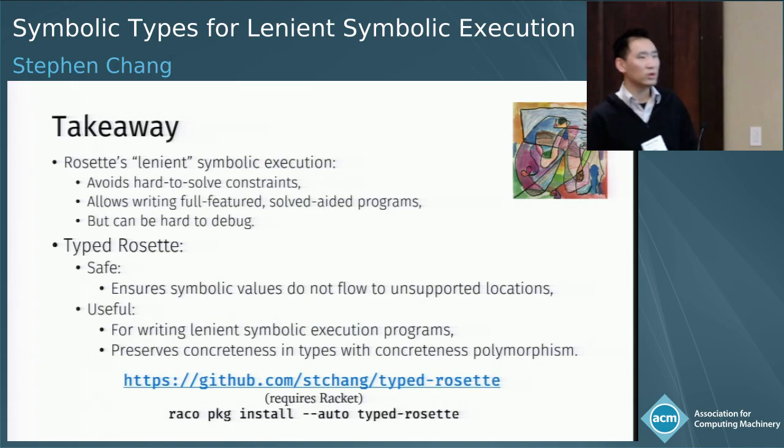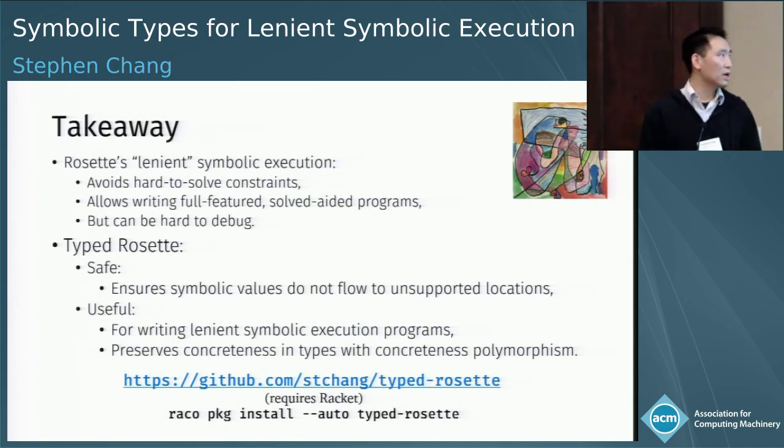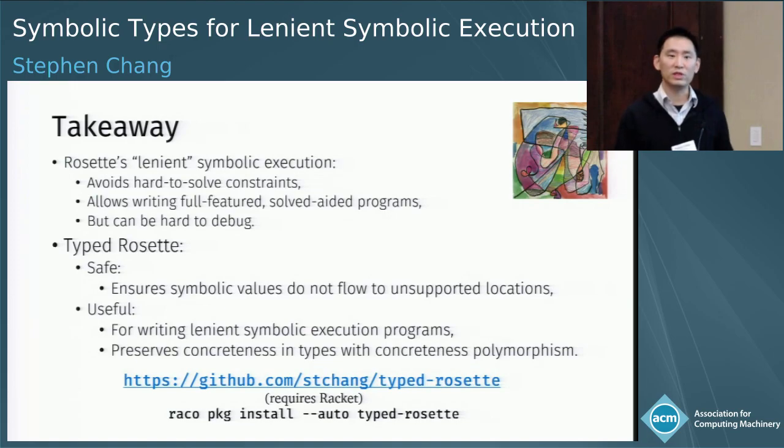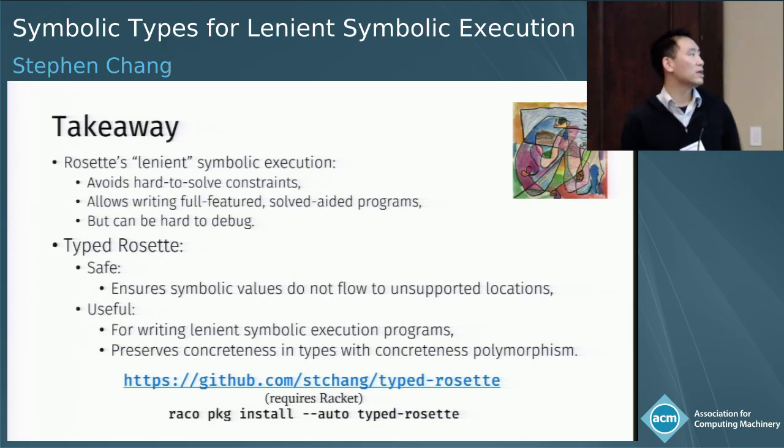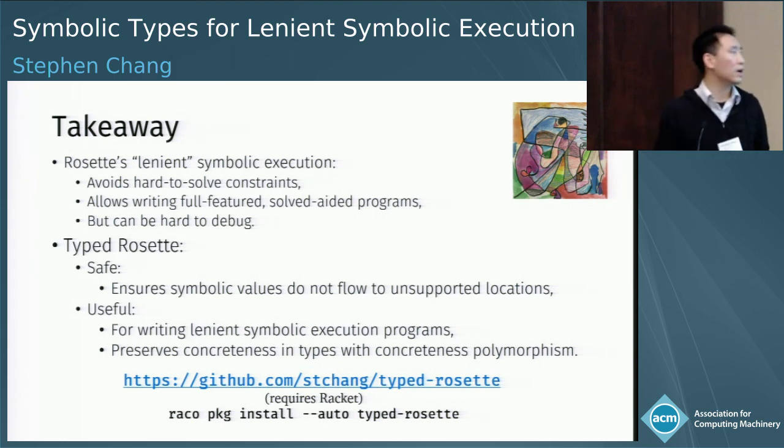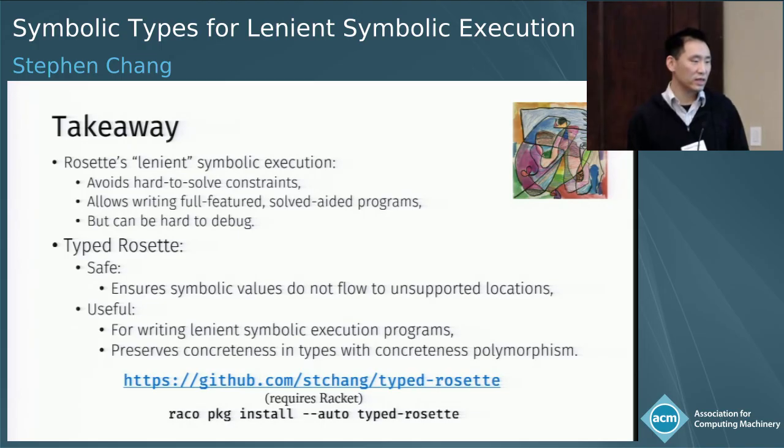Okay, so to conclude, Rosette supports lenient symbolic execution, which produces relatively simple constraints, but allows programmers to write programs using the features that they want. The one catch is that writing programs this way can be hard to debug, and so we introduced Typed Rosette, which automatically helps programmers make sure that they're using symbolic values properly, but it also allows them to write the programs that they want to write using concreteness polymorphism to preserve the concreteness of as much as possible.